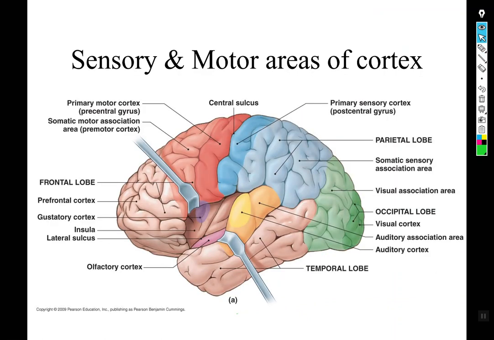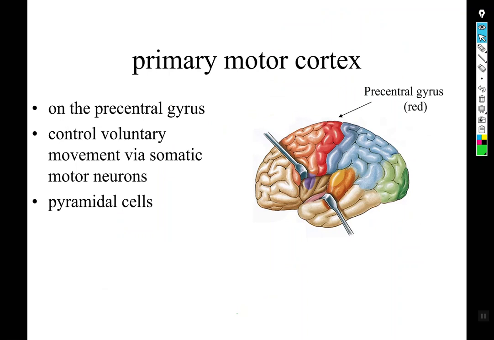Okay, so I mentioned that there were sensory, motor, and association areas in general, but that there were many kinds of those with many different functions. So let's start talking about those. All right, so let's talk about sensory and motor areas specifically. So we're going to start with the primary motor cortex, and this is sitting on the precentral gyrus. The central sulcus gets its name, unlike other sulci which don't have names, because it divides two important regions from each other.